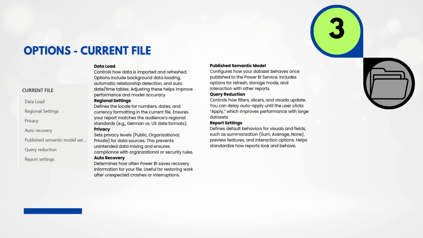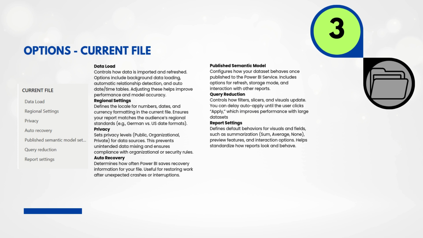Auto Recovery determines how often Power BI saves recovery information for your file. It's your safety net, restoring work after unexpected crashes or interruptions. When you publish, the semantic model settings define how your dataset behaves in the Power BI service. Here you configure refresh schedules, storage modes, and how your dataset interacts with other reports.